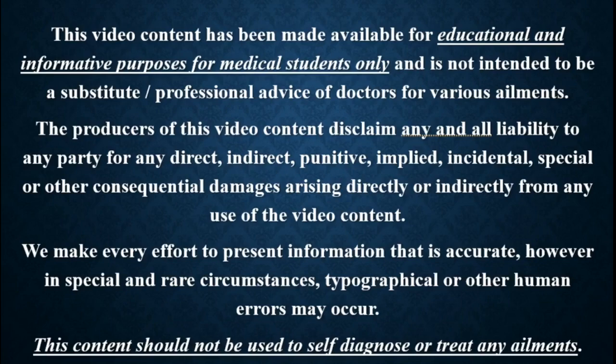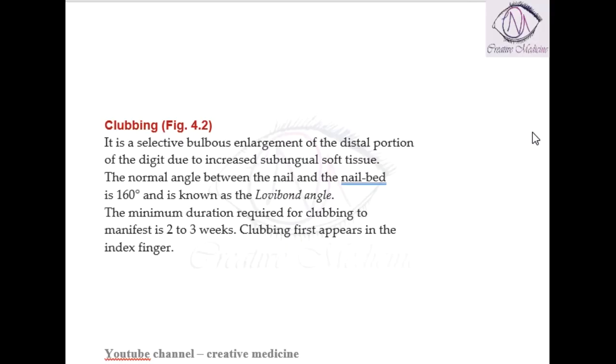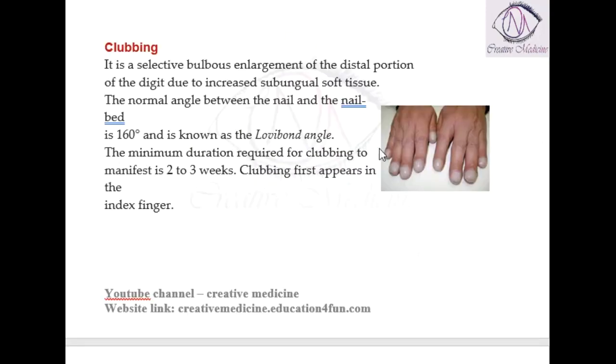In this lecture, we will learn about clubbing. Clubbing is a selective bulbous enlargement seen on the distal portion of the digit. Here, only selective bulbous enlargement is seen, and that enlargement is also seen in the distal portion. Whenever there is enlargement of the distal portion, this is called clubbing.